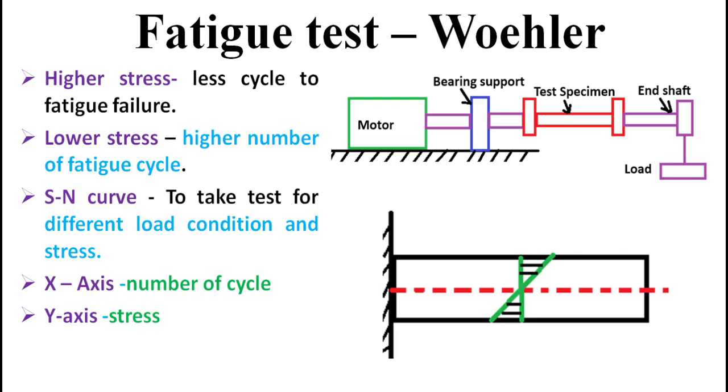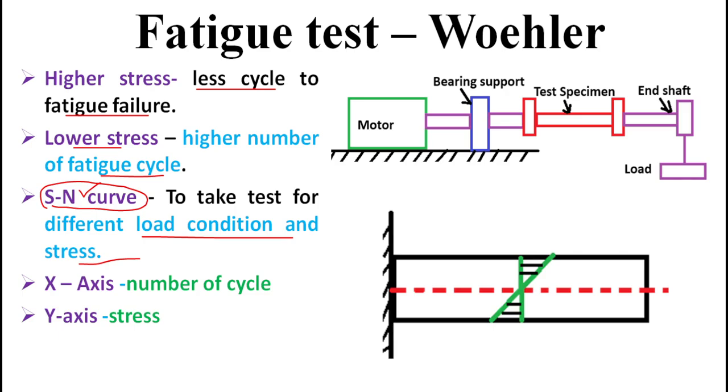A higher stress level means fewer cycles to fatigue failure. Lower stress means a higher number of fatigue cycles. Using the fatigue test we can draw the SN curve, the stress versus number of cycles curve. We take the test for different loading and cyclic conditions, and using this data we can draw the SN curve.